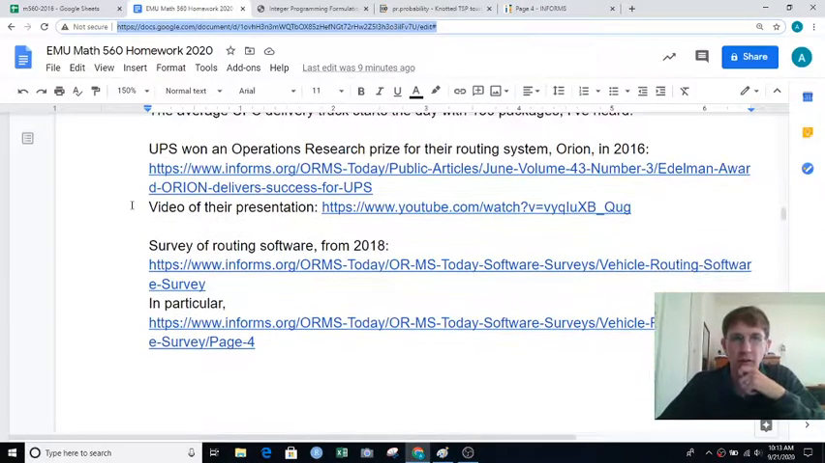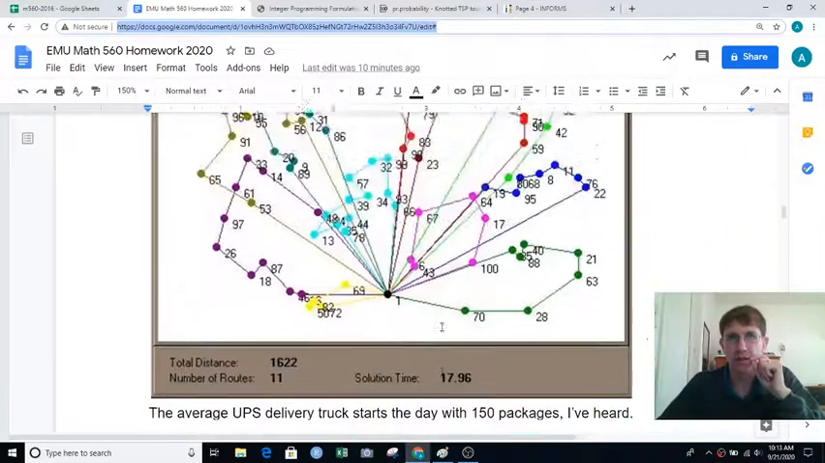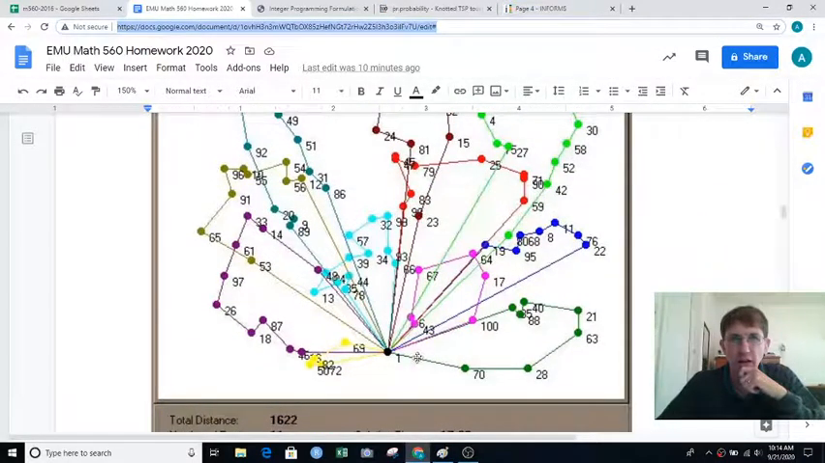So here's a question to think about. How is the school bus routing problem different than the vehicle routing problem? I mean, school buses are vehicles, but take a sec to think about it. Let's go back and look at a sample solution here. All right, did you pause and think about it?